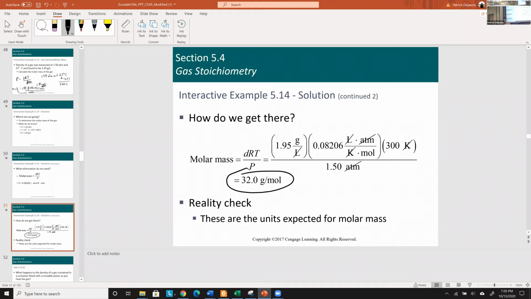So now, what gas has 32 grams per mole, do you think? Good, O2, yes. So this gas is most likely going to be O2. Okay, any questions on that? It's kind of a curveball with this density, but it's still a valid equation you can use: dRT over P equals molar mass, or pressure equals dRT over molar mass.